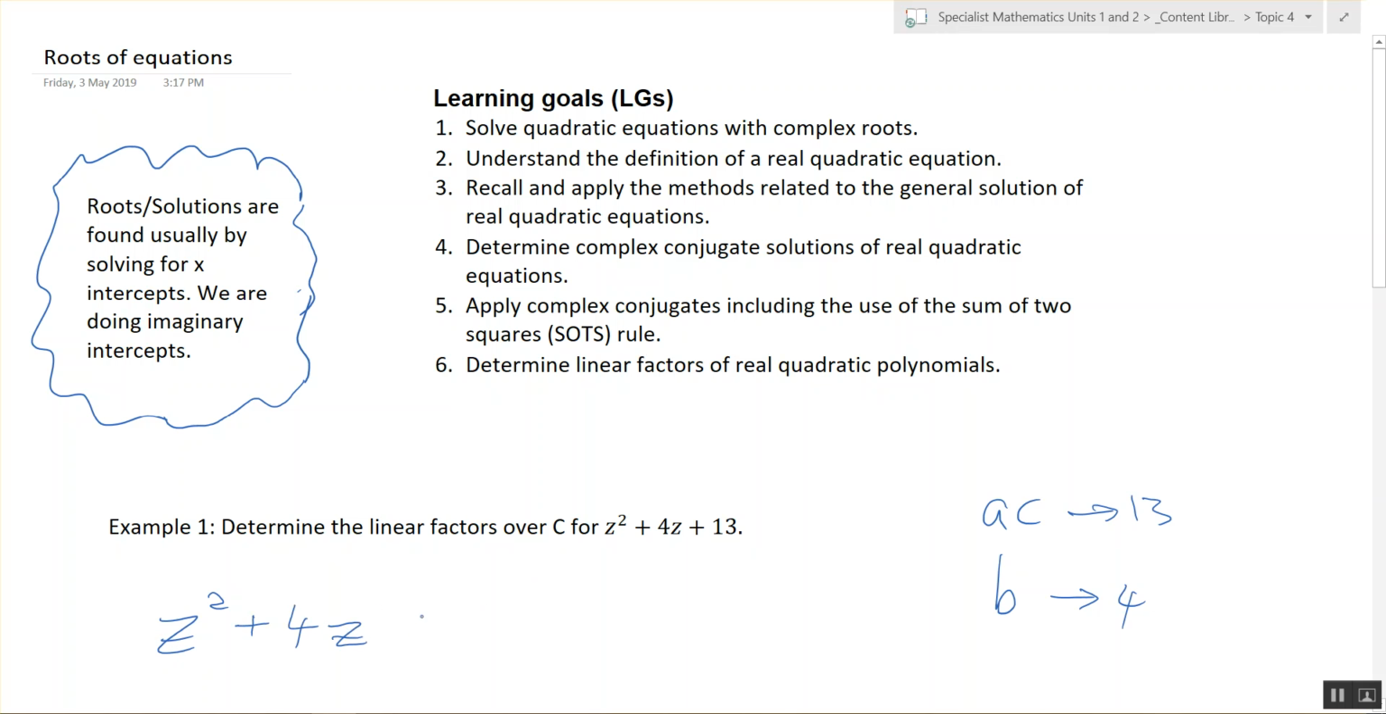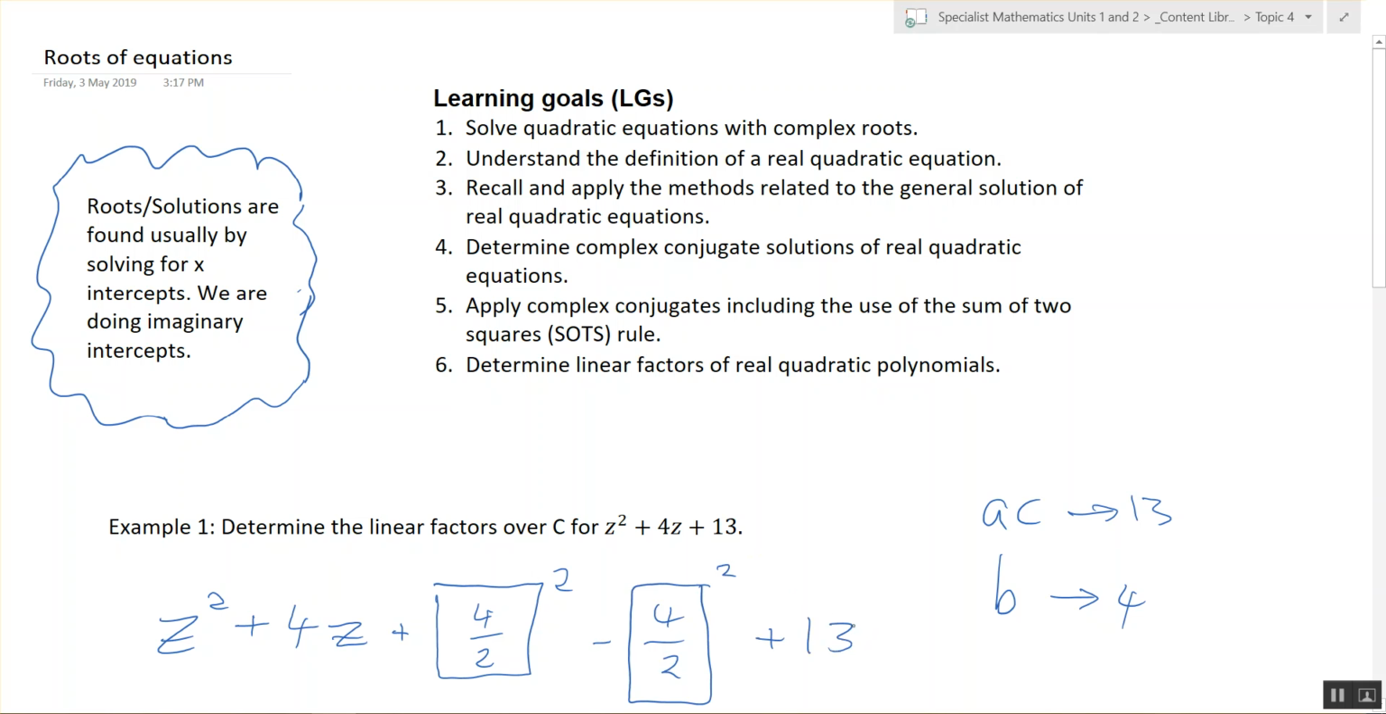We need to think of a number that we're going to add to this to complete the square. The way to complete the square is you always take the b number and divide it by 2 and square it. So we also need to take this number away. What's 4 over 2 squared? 2 squared. And we leave the 13.